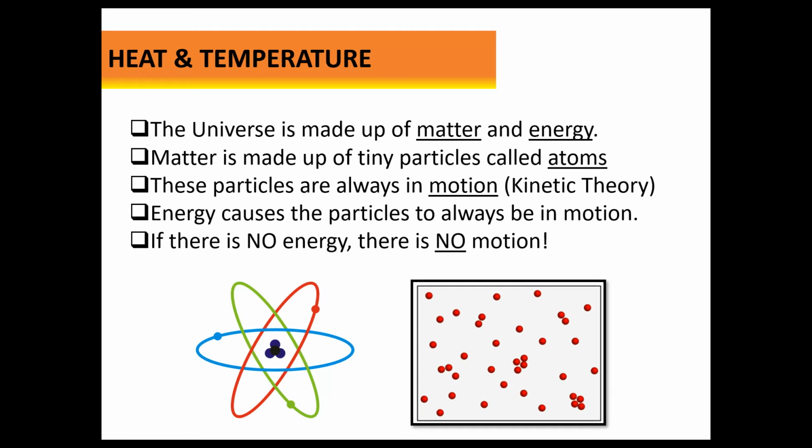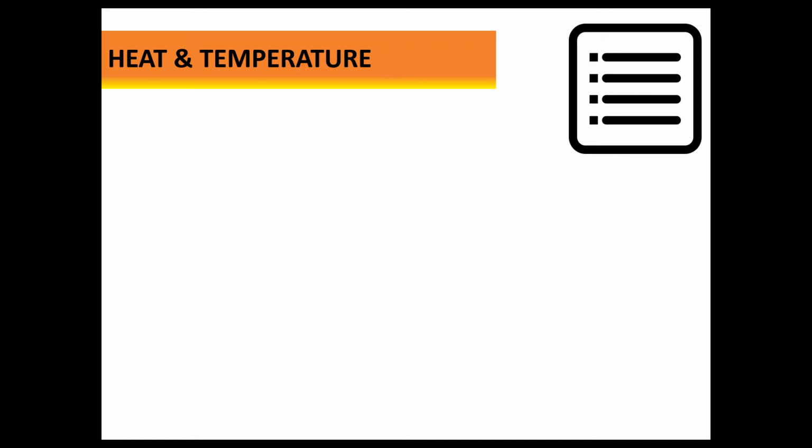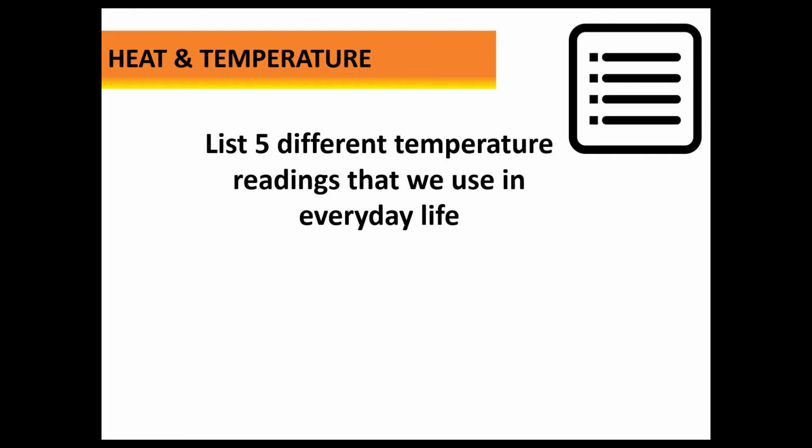A lot of the times when we get to that unit in chemistry, students say, how is it that particles are always in motion? Well, the answer to that is energy. If there's no energy, then there is no motion. So energy powers a lot of what we see in both physics and chemistry. So I want you to pause the video and list 5 different temperature readings that we use or you use in everyday life.